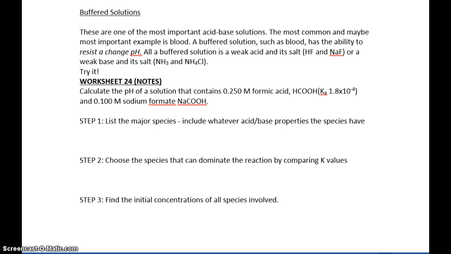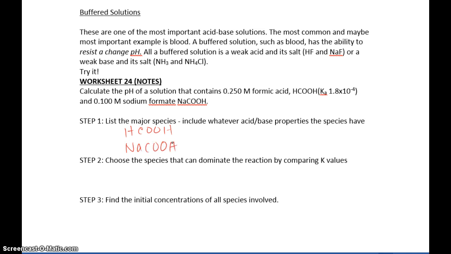A buffered solution is a weak acid and its salt, just like we had before, like hydrofluoric acid plus sodium fluoride, or a weak base and its salt. And here we have ammonia and ammonium chloride. So we're going to walk through this problem, which is formic acid and sodium formate. Our major species are, just as before, formic acid and the sodium formate.